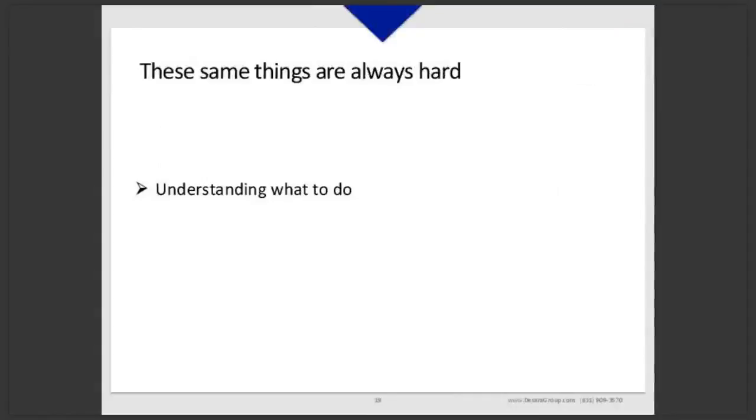Understanding what to do. A lot of the project managers over TL9000 or ISO 9001 transition are saying, well, I'm pretty sure I know what the standard says. I'm just not sure what order or how to actually implement this.